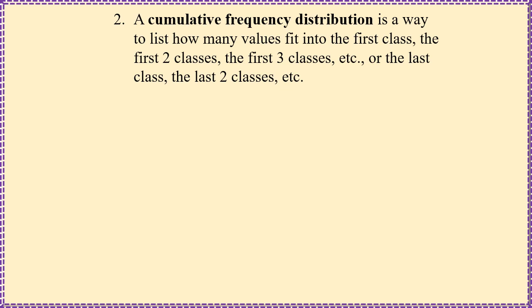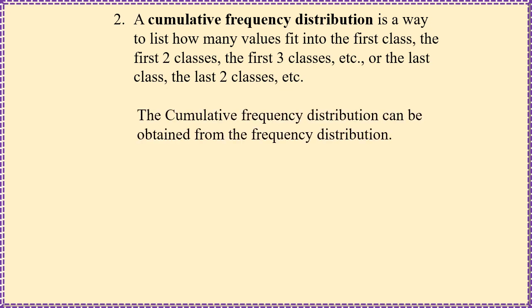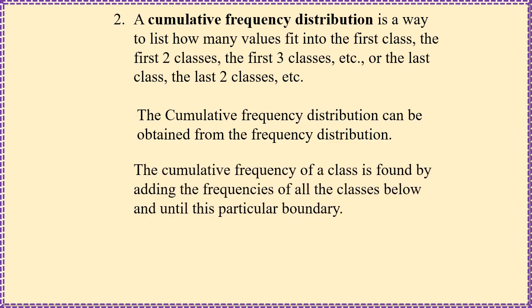A cumulative frequency distribution is a way to list how many values fit into the first class, the first two classes, the first three classes, etc. or the last class and the last two classes, etc. The cumulative frequency distribution can be obtained from the frequency distribution. The cumulative frequency of a class is found by adding the frequencies of all the classes below and until this particular boundary.